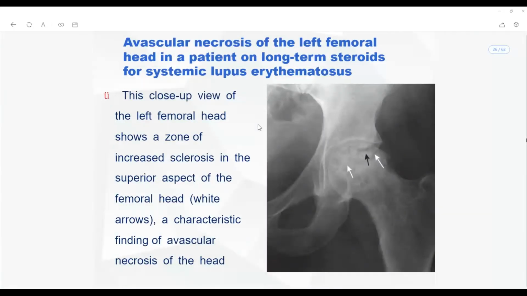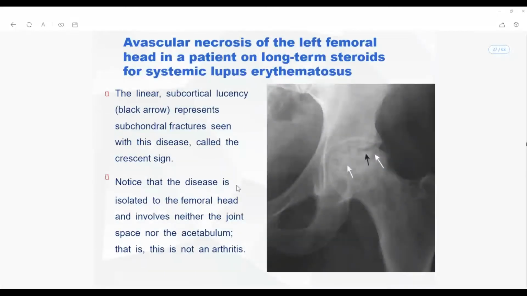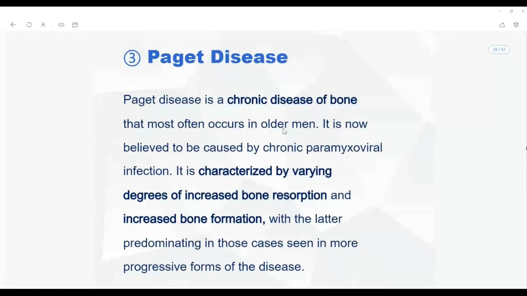So that's it. And remember, MRI is the confirmatory, the most sensitive, and the gold standard investigation for the diagnosis of avascular necrosis. So that's the message here, right? Then we are going to get down to Paget's disease.